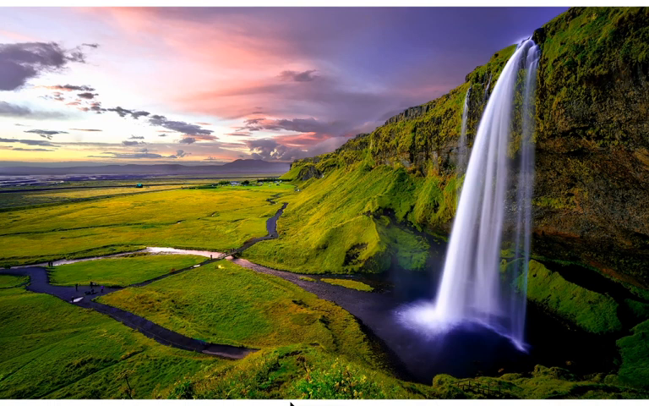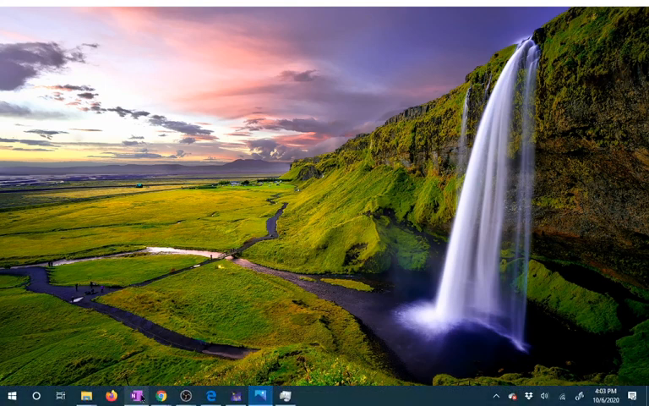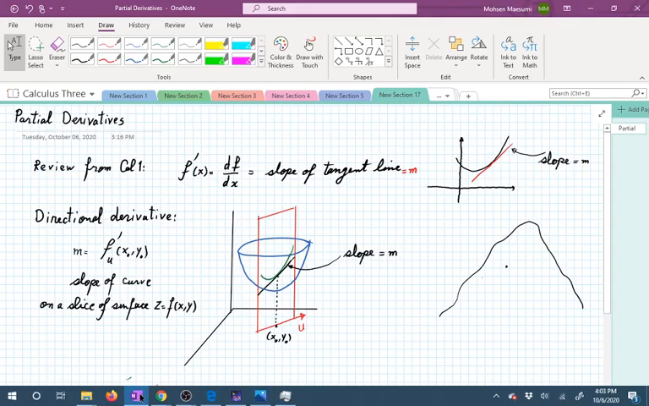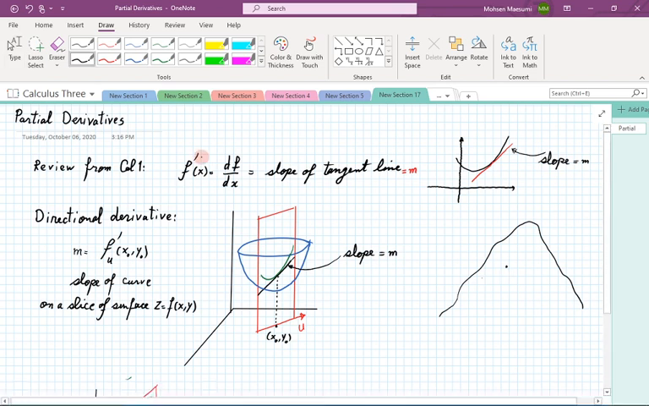Let's go ahead and start with the review of derivatives from Calculus 1. You remember in Calculus 1, if you had the function y equal to f of x, we showed its derivative by f prime or df dx. The important property of it was that it was the slope of the tangent line to the graph of the function y equal to f of x.